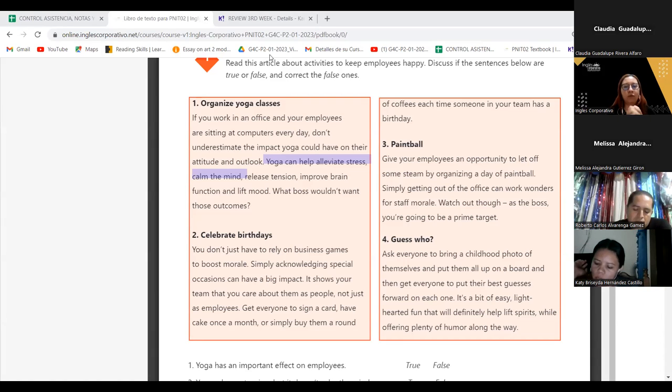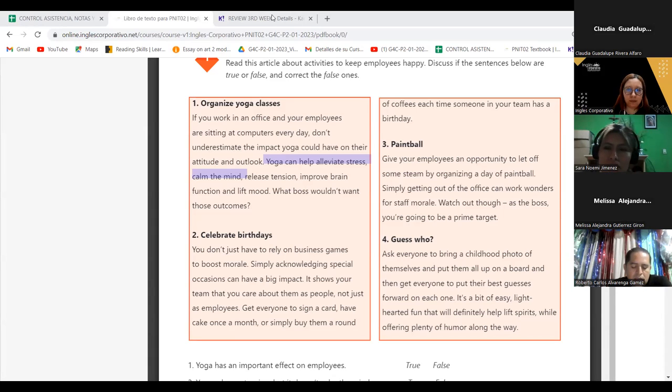Alrighty, we're all back. So we're going to hear room number one. We have Cesar Vladimir, Orlando Danilo, and Sara Noemi. Go ahead, please. Teacher, Cesar is the one in charge of reading. Okay, good. Pues lo escuchamos.